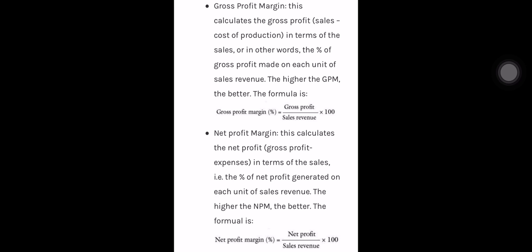Okay, these are the three profitability ratios, or the three ways we are going to use in order to check how the business was doing this financial year in terms of profits.